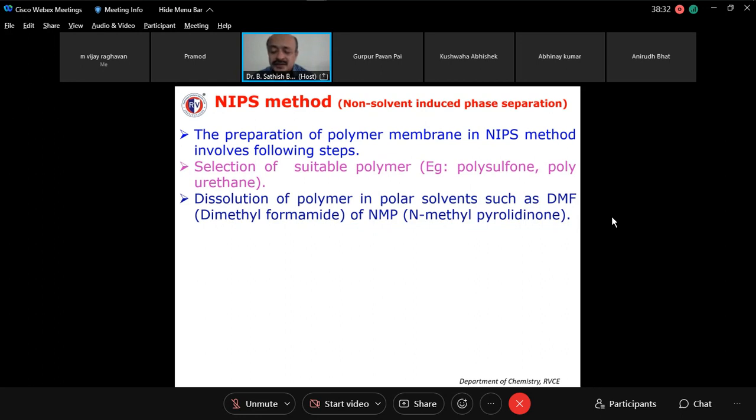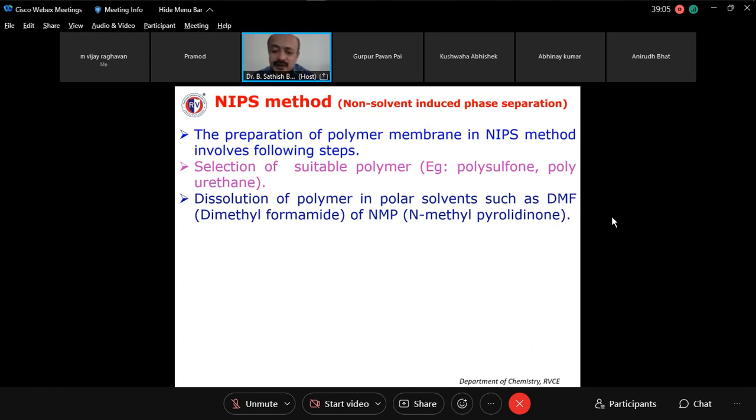What is the difference between polar and non-polar solvents? Just for your information. Polar solvents dissolve in water, but non-polar solvents dissolve only in organic solvents. Most of the organic polar solvents are miscible with water, which means they will dissolve in water. And these non-polar solvents.